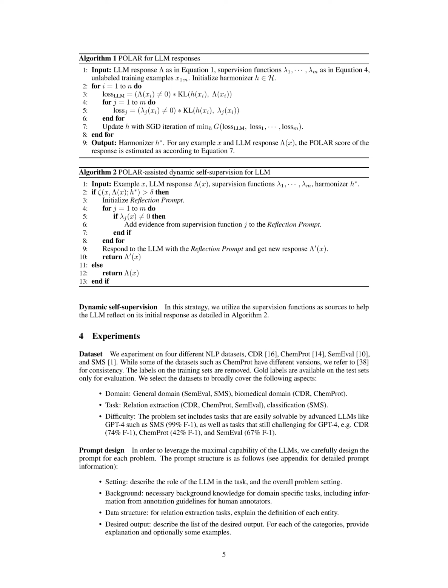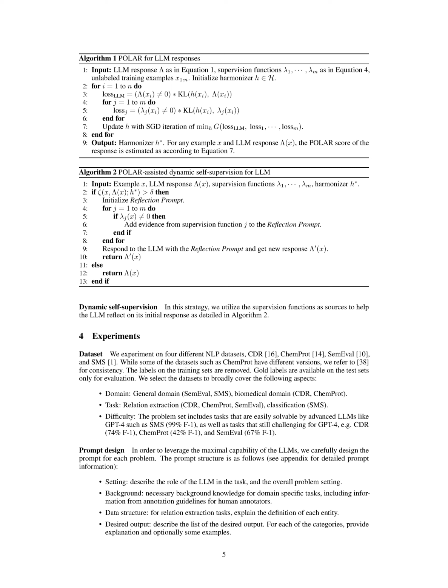Section Summary. The Polar score is used to assess the quality of calibration in the harmonizer model by utilizing cross-entropy loss functions and stochastic gradient-based algorithms. It helps identify high-risk LLM responses, allowing for the implementation of dynamic prompting strategies to correct errors. The experiments conducted on various NLP datasets demonstrate the effectiveness of the Polar score in different domains, tasks, and difficulty levels.